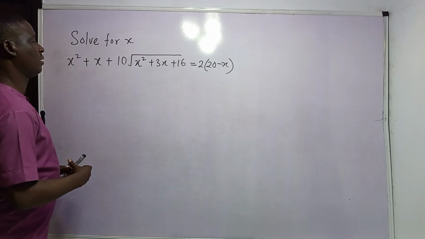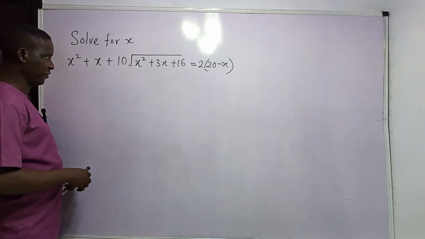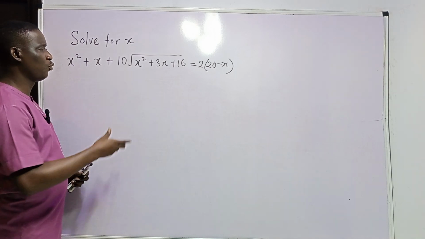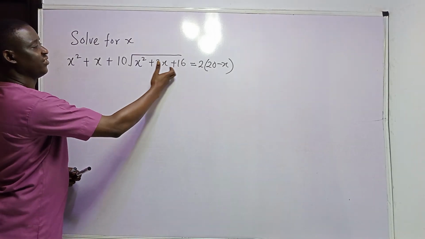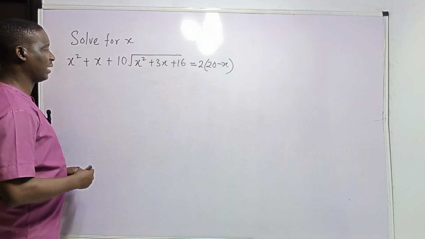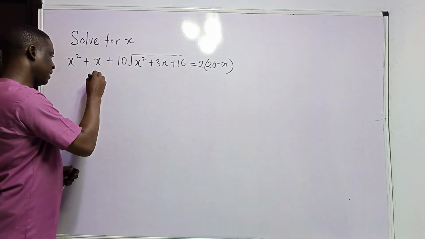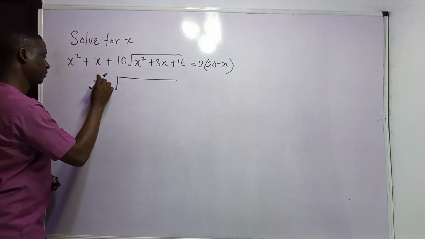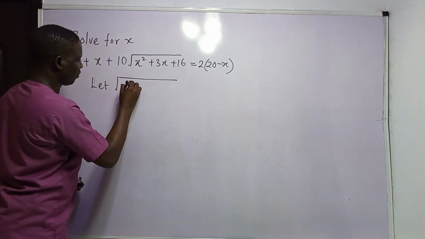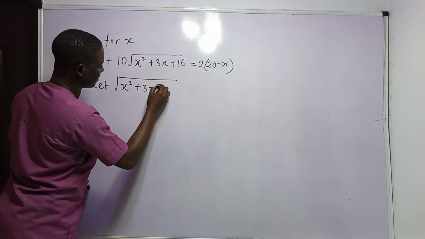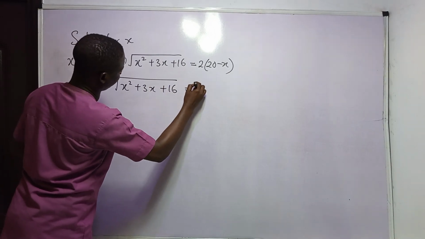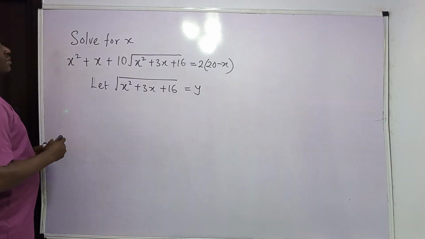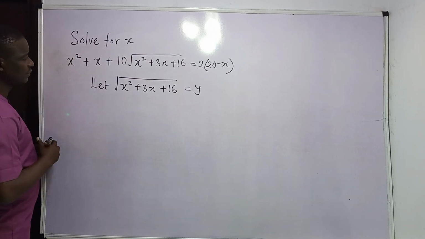Now, how do we go about it? I think what we do now is to reduce this. Let us reduce that value. Let's say the square root of x squared plus 3x plus 16 equals y. Let's do it that way.